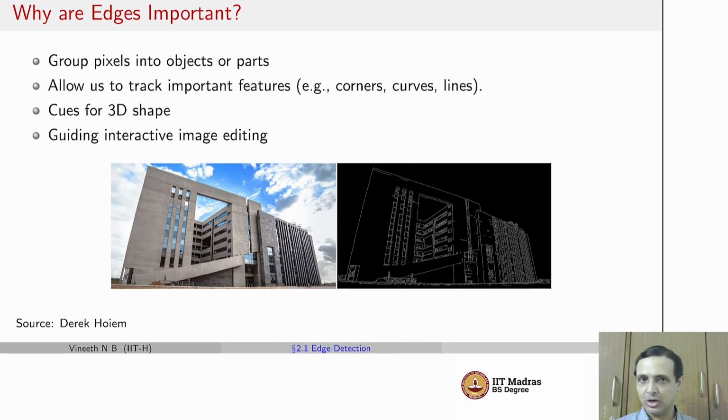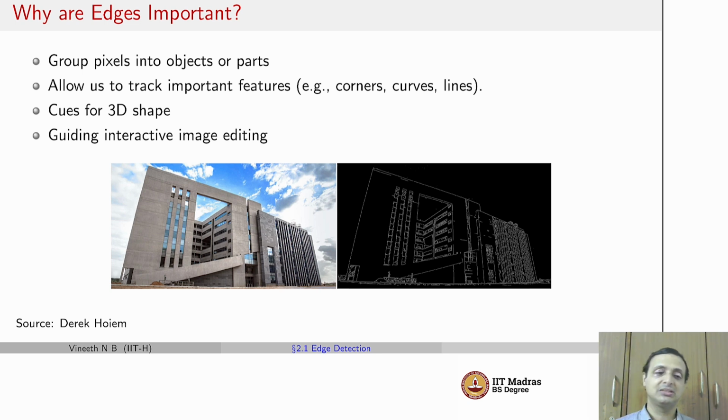Why are edges important? We did talk about this a few slides back, where we said that it's very important to how the human visual system perceives the environment around us. But it's not just the human visual system; edges are also important for a machine-based intelligence system.